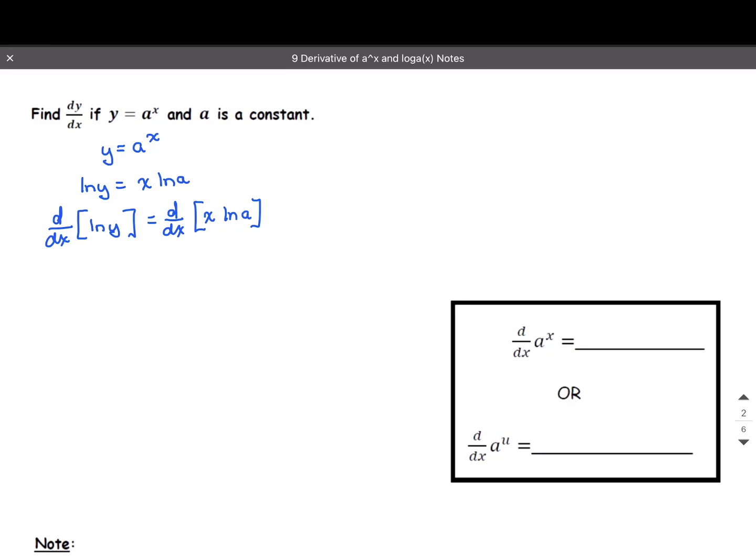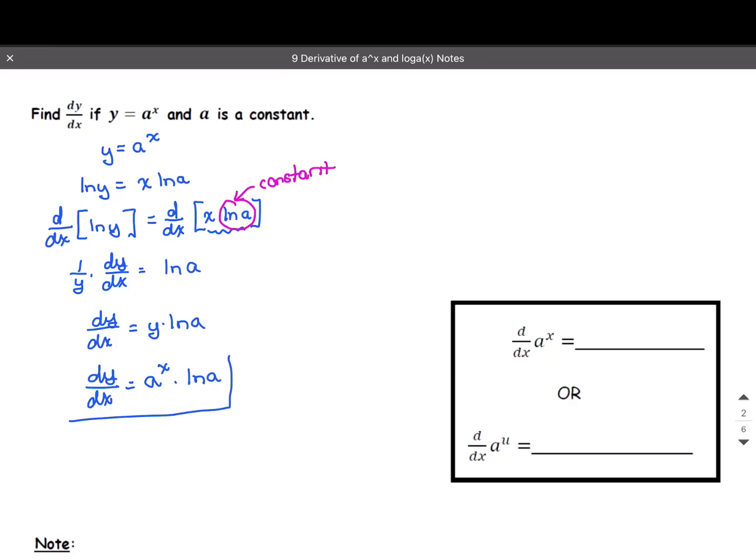Okay, so the derivative of natural log of y is 1 over y times, don't forget the chain rule, dy dx equals, the derivative of x is 1, but it's times a constant, so it's just that constant. Remember, this is like having the derivative of 3x. It's a constant, natural log of a. Remember, this is just a constant times x, so the derivative is just that constant, okay? And then if we solve for dy dx, that would be y times the natural log of a, but what was y? Y was a to the x, and now we have a rule.